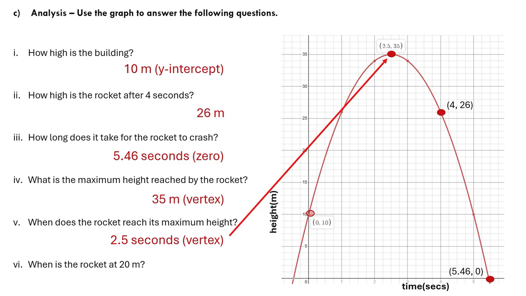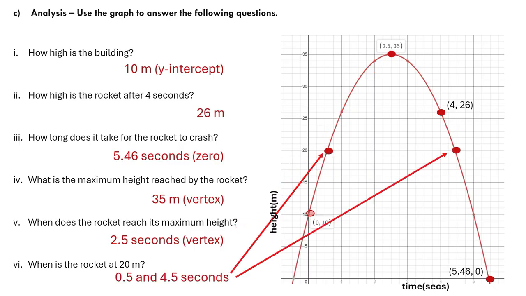And then we're asked, when is the rocket at 20 meters? Well, the rocket is at 20 meters at 2 points. It happens at the 0.5 second mark as it's going upwards, and then after it reaches its highest point and starts to come down, it reaches 20 meters again at the 4.5 second mark. So we have to answer this with 2 coordinates.